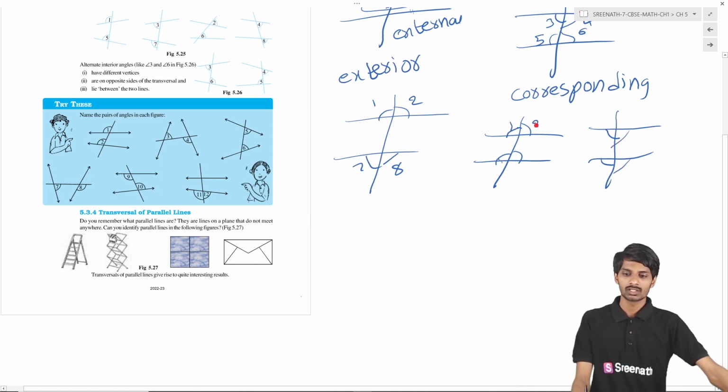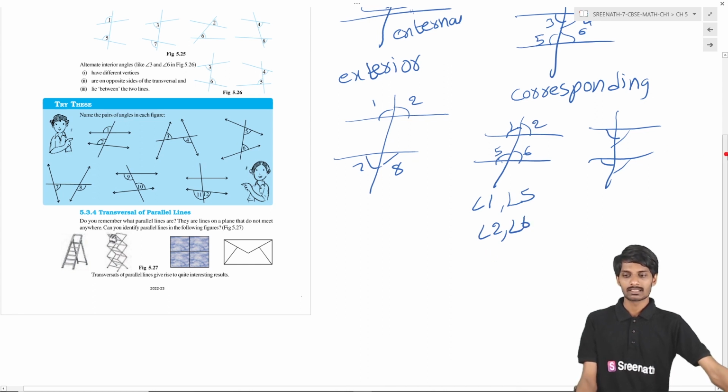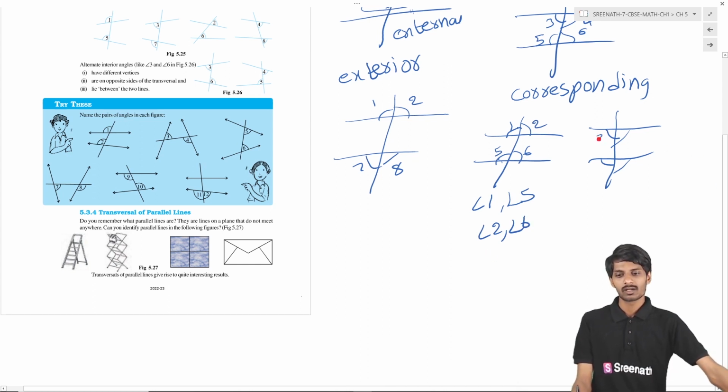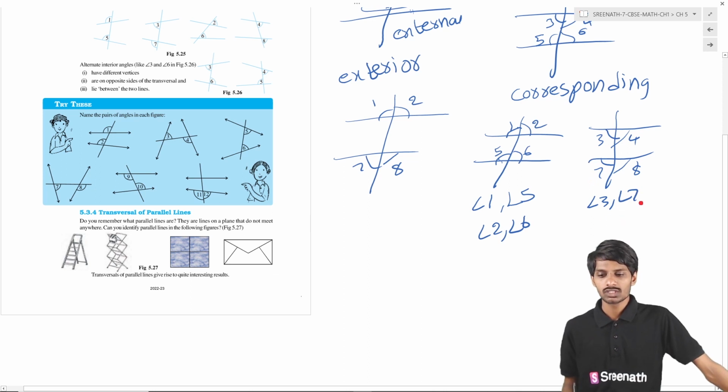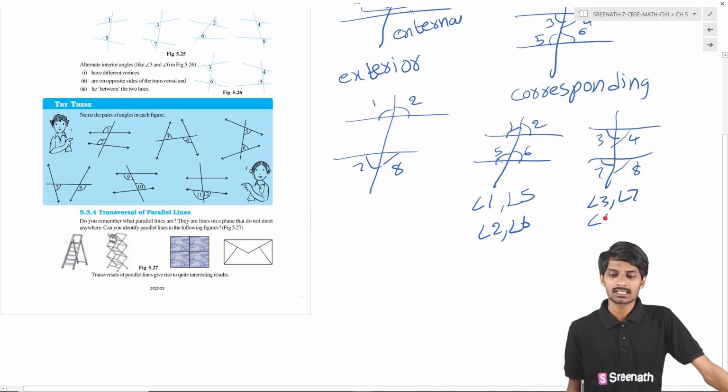What are the names? 1, 2 and 5, 6. What are the pairs of corresponding angles? Angle 1 and angle 5 are a pair of corresponding angles, and angle 2 and angle 6 are a pair of corresponding angles. Here it will become 3, 4 and 7, 8. Here also angle 3 and angle 7, which are in the same position relative to the same line, are a pair of corresponding angles. In this case angle 4 and angle 8 are a pair of corresponding angles.